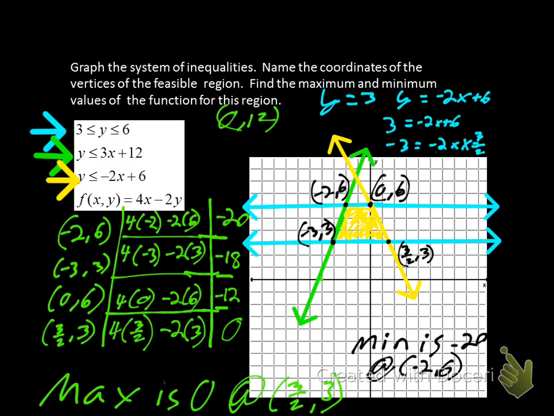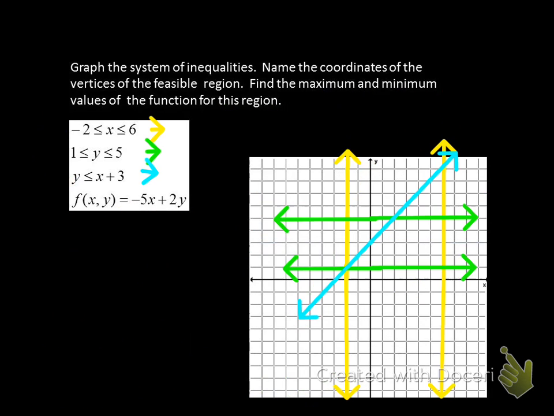Your max is 0 at 3/2, 3. Your minimum is -20 at -2, 6. There we go. Alright, so yellow line's my x's, green line's my y's, blue line's that diagonal, x plus 3.